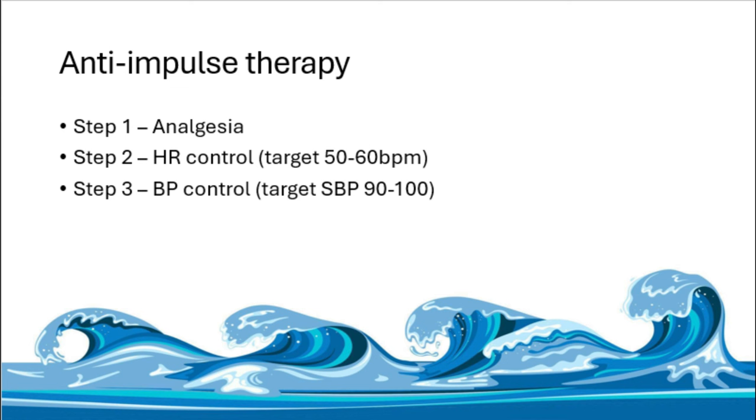Step two is heart rate control. Esmolol is the ideal agent here. Your goal is a rate of 50 to 60 beats per minute. And then finally, we want to manage the blood pressure if it hasn't already been managed by the other things that we have done. So that's step three, is to start nicardipine or clevidipine with a target systolic blood pressure somewhere between 90 and 100 millimeters of mercury. You do have those backup options of labetalol or possibly nitroprusside, but clevidipine or nicardipine are better agents for the management here.